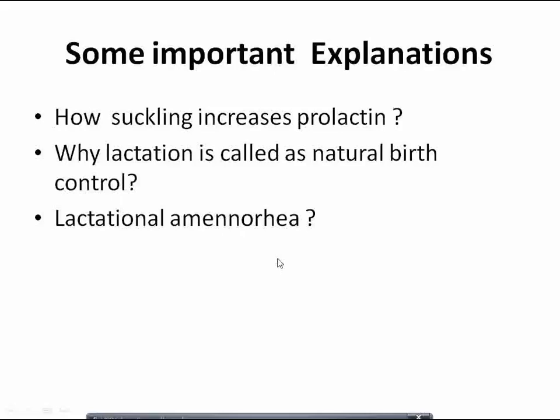And another thing that happens is because these cycles become irregular, so we have what we call lactational amenorrhea.